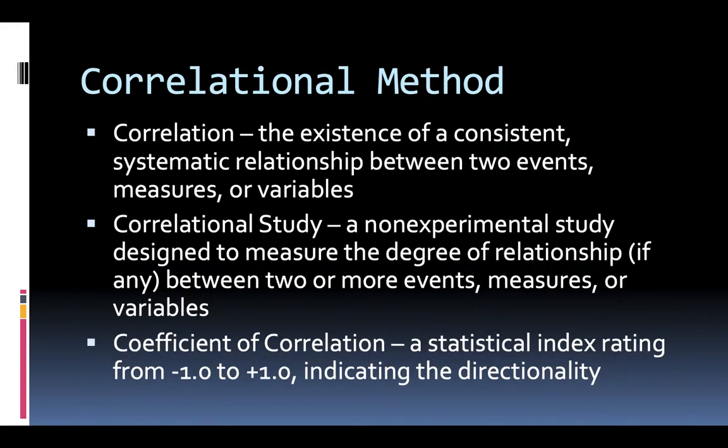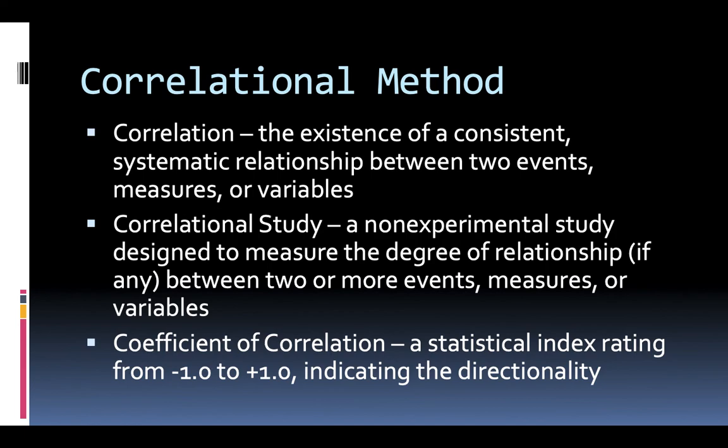Correlational method is another really useful tool. So a correlation is the existence of a consistent and systematic relationship between two events, measures, or variables. And all this means is that when one thing changes, another thing changes in kind. And a correlational study, again, is a non-experimental study designed to measure the degree of the relationship, if there is any, between two or more events, measures, or variables.